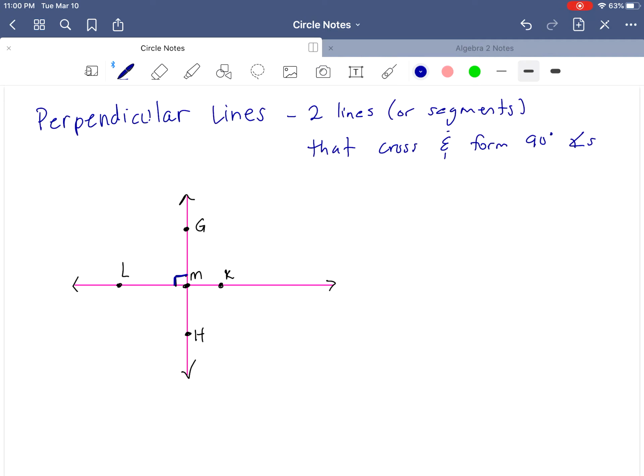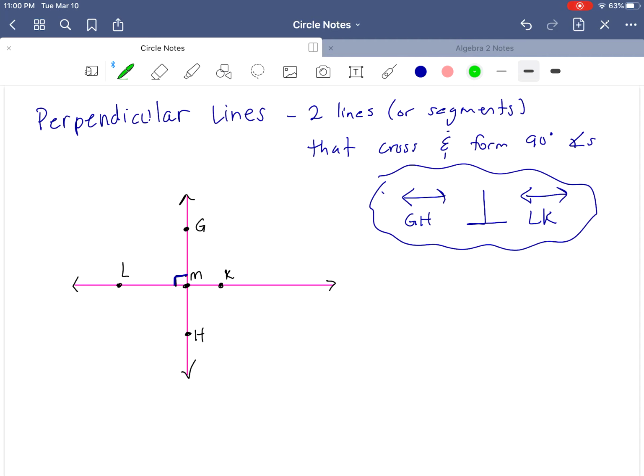So what I could do is say that these two lines are perpendicular, and to write that, I would say line GH is perpendicular. That's the symbol for perpendicular. It's perpendicular to line LK. And then we'd be done. Now, if they asked where the two lines meet or where they intersect, that would be at point M. So just know where they cross. The word intersect means that they cross. And if I asked what the angle measures were, then you could say that every angle here would have to be 90 degrees because they have to form four right angles.